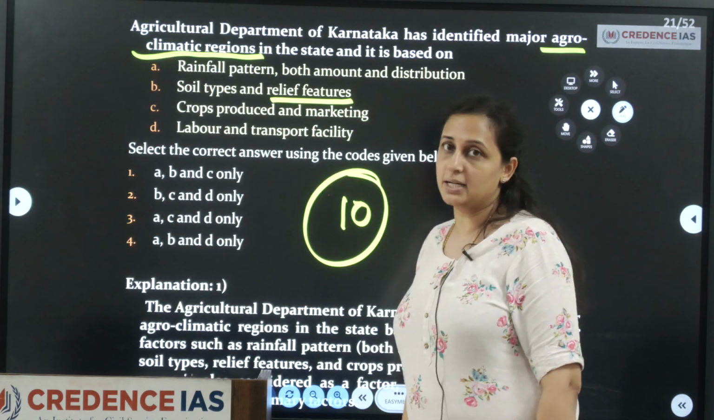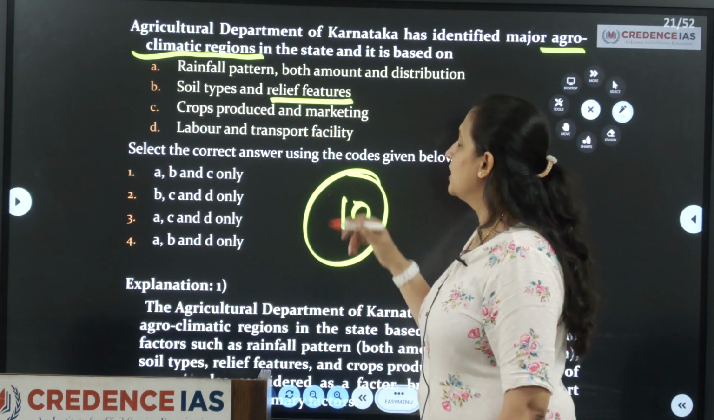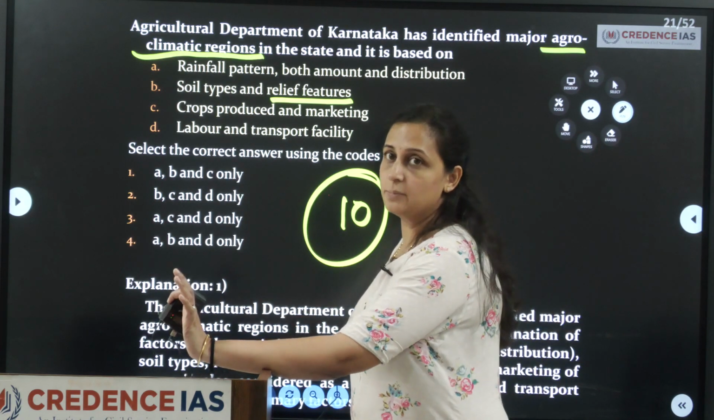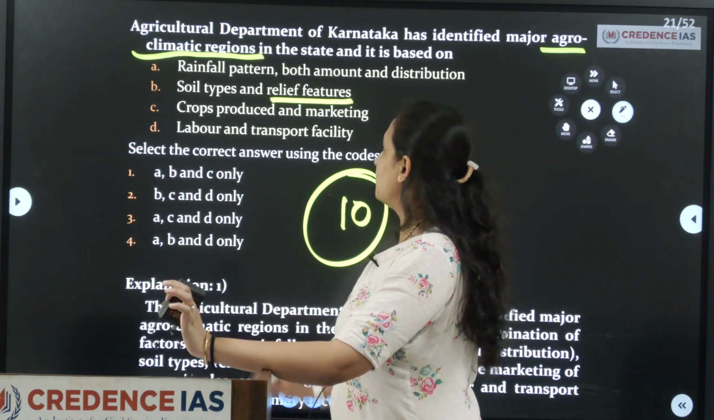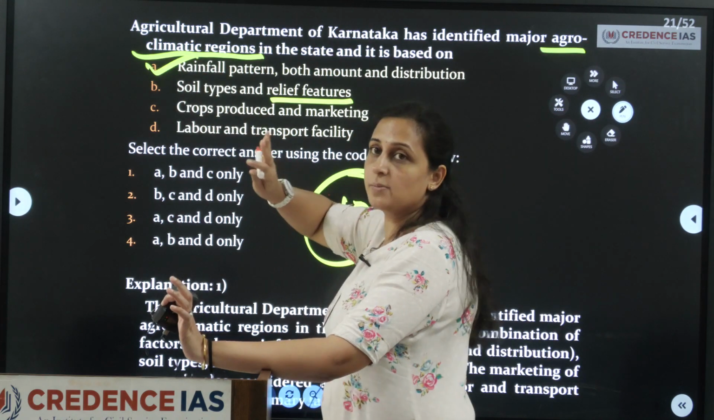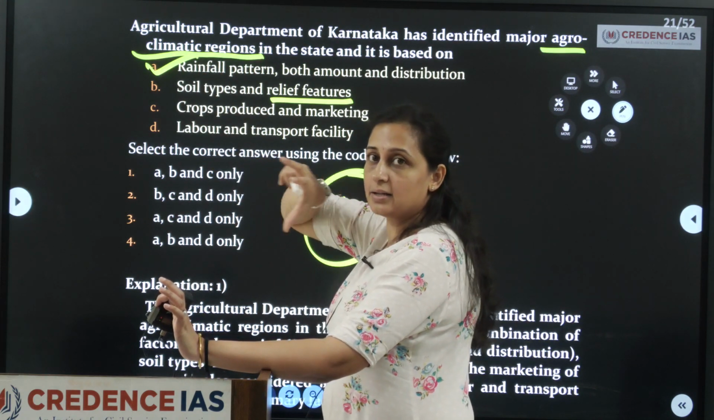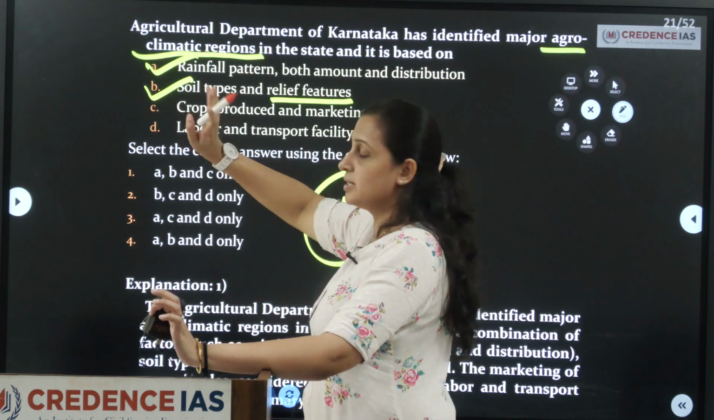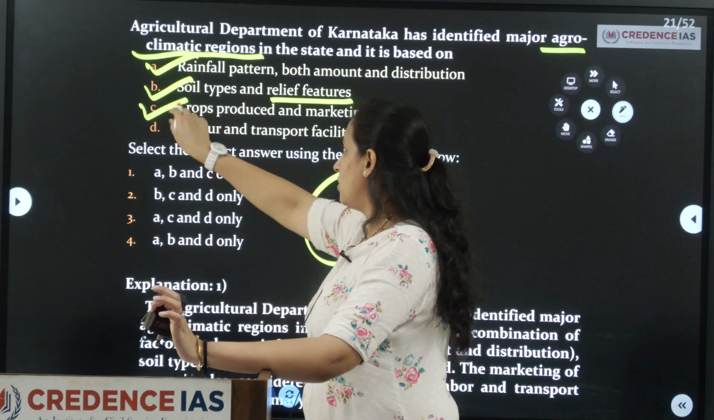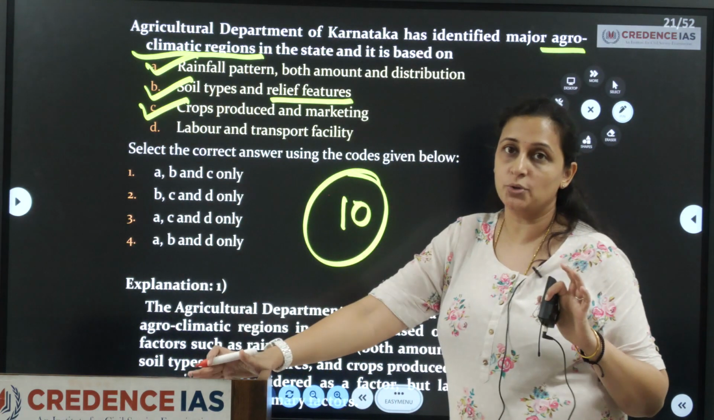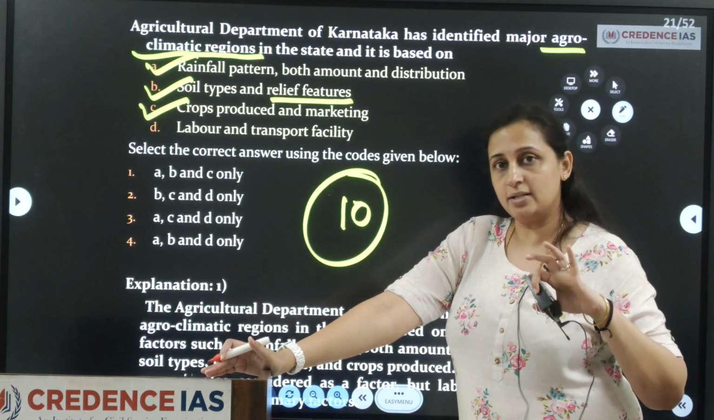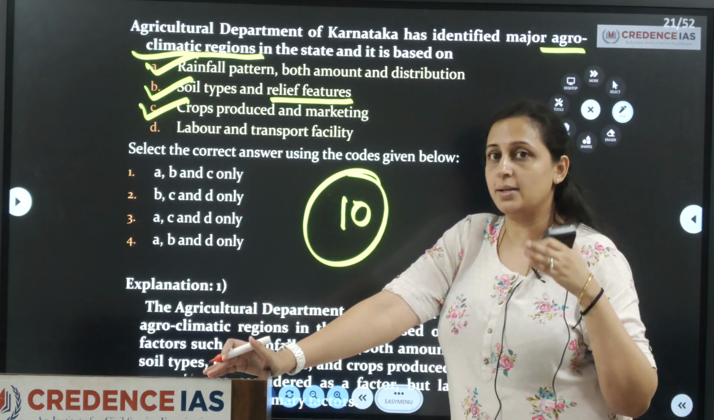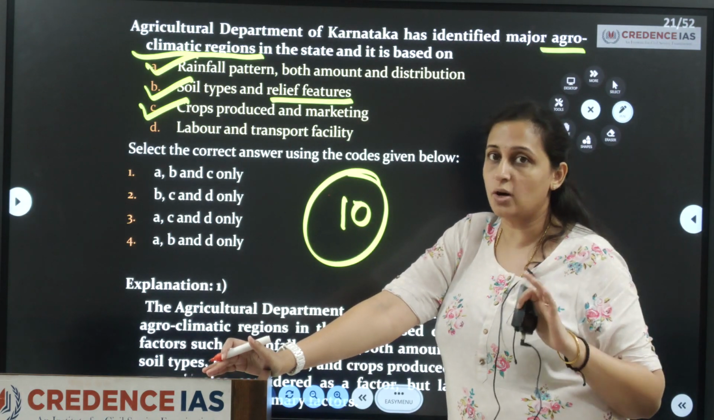Crops produced and marketing, what kind of crops are grown. Labor and transport facility. If we think a little in a proper way, we can identify that rain is of course very important in defining the agricultural and climatic patterns of any area. Soil types and relief features, yes. The crops produced, obviously the same crop is not produced in the entire state. Different districts in our state produce different types of crops based on rainfall pattern, temperature, humidity, as well as the soil and relief features.